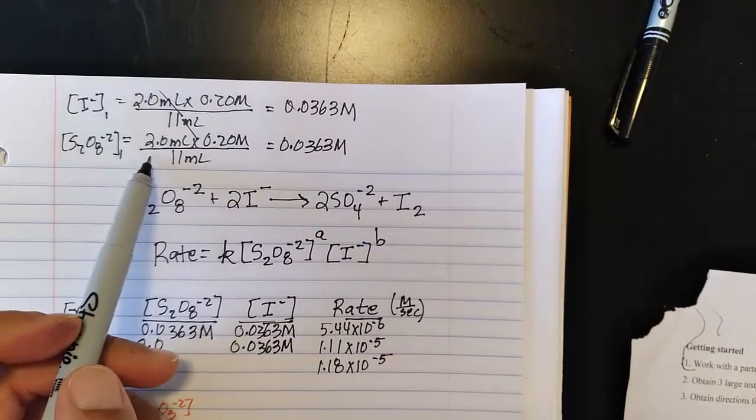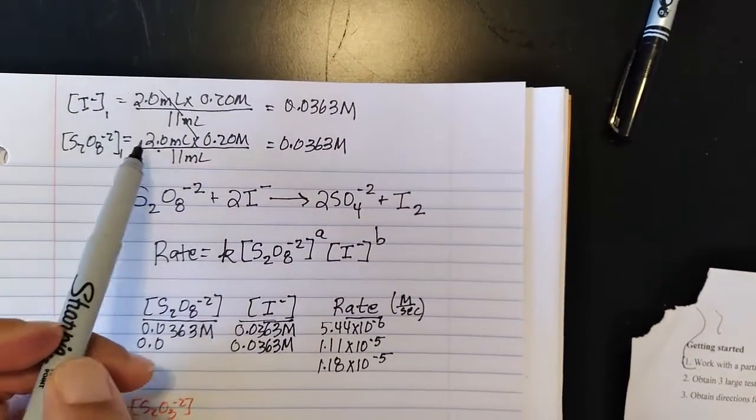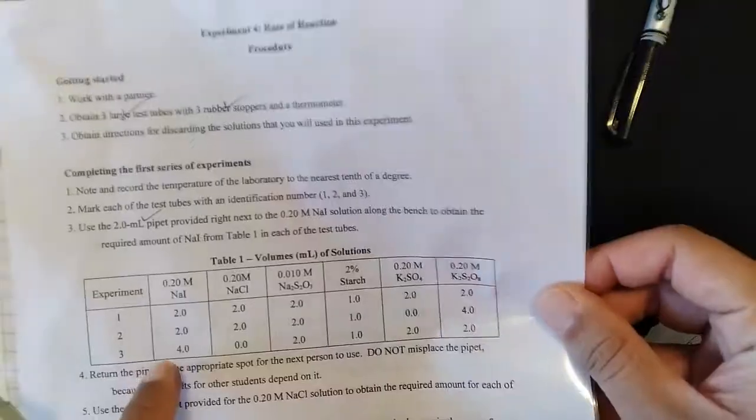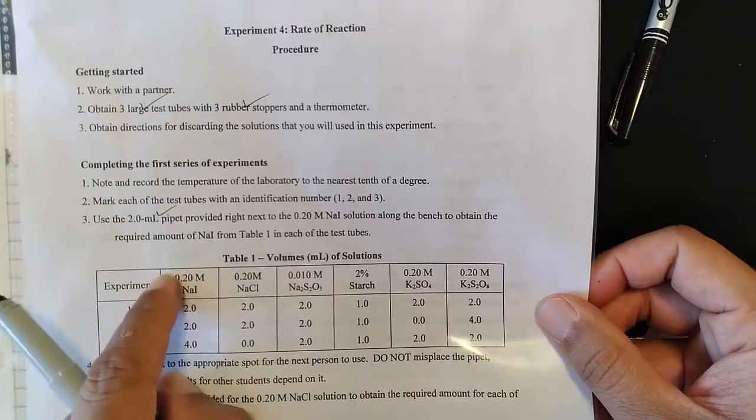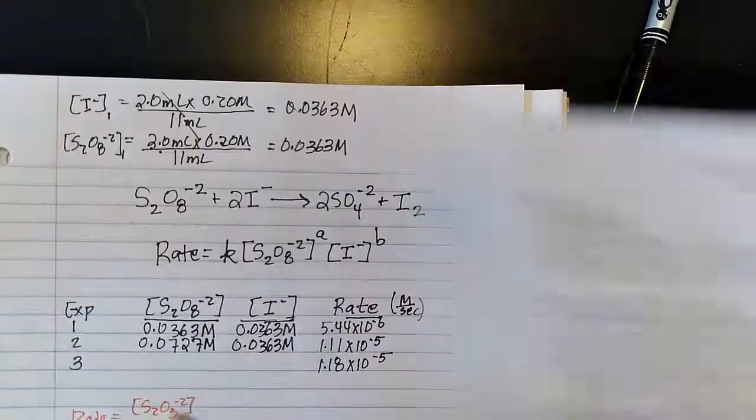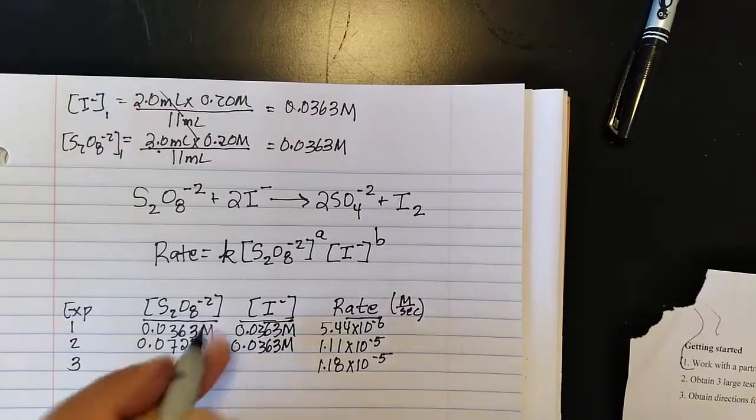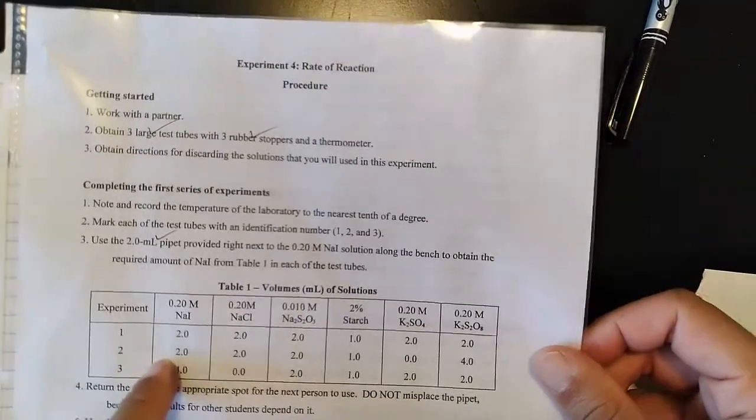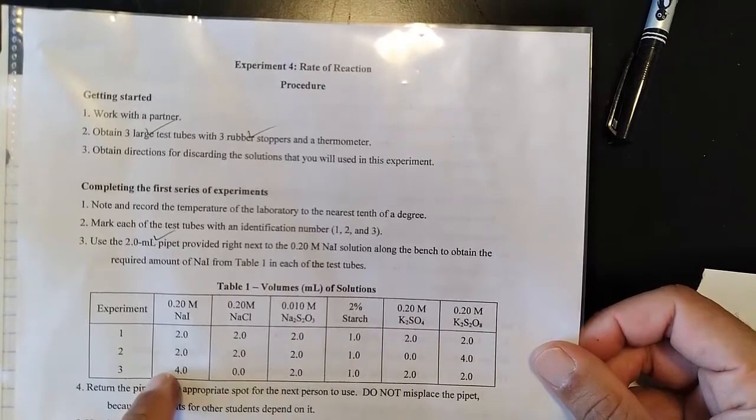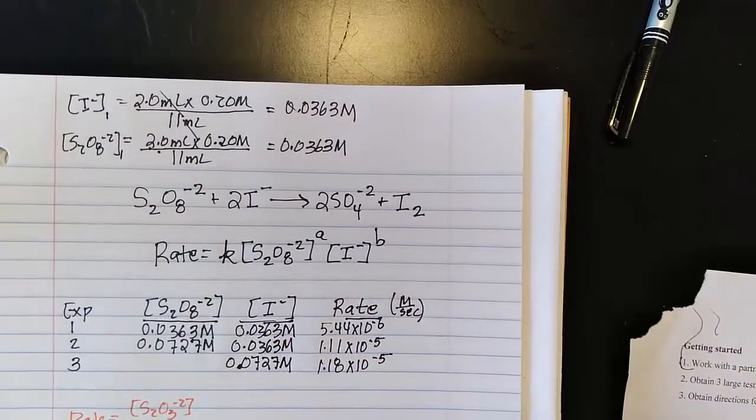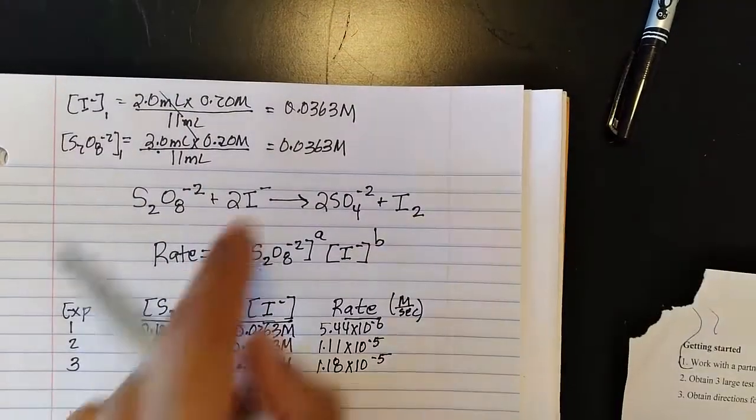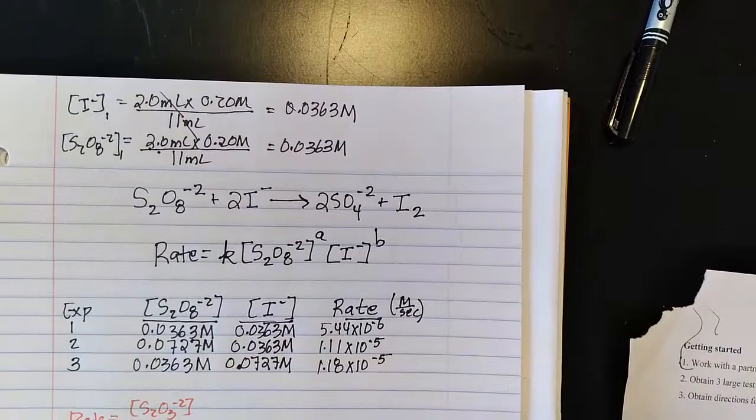So instead of 2 mils, it's 4 mils. So 4 mils times 0.2 divided by 11 is just double. For I minus, 4 mils times 0.2 molar. So for I minus, it's going to be 0.0727, right? You see how I'm getting that? Experiment 2, it's 2 mils. Experiment 3, it's 4 mils. So you're just doubling the concentration. And then S2O8 is, we're going back to 2 mils. So it's going to be 0.0363. All right, so there we have it.